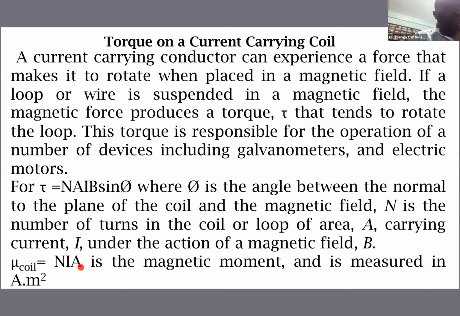So we can bring this out from here and say this is torque, B sine theta. Sorry, you have to say torque is equal to the cross product of the magnetic moment and the magnetic field vector. So let's move forward.